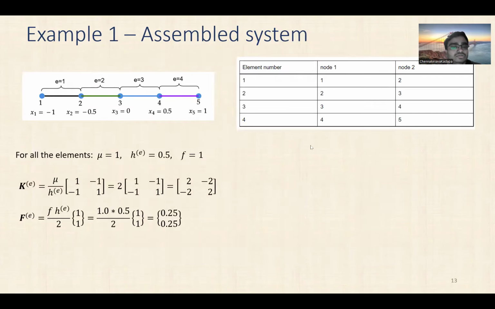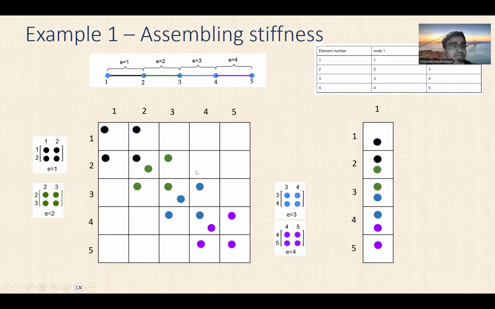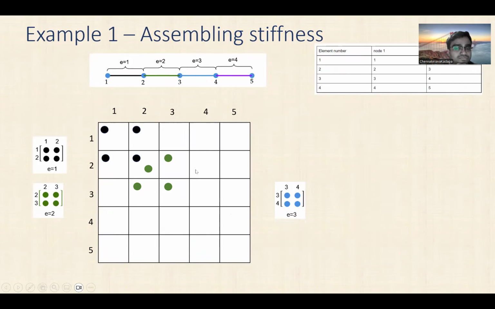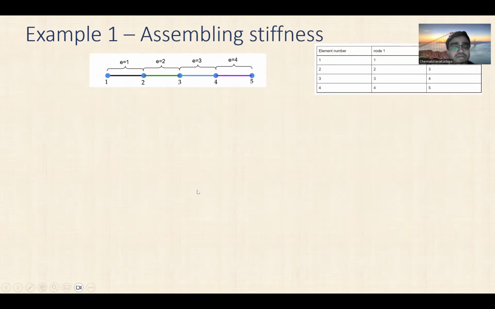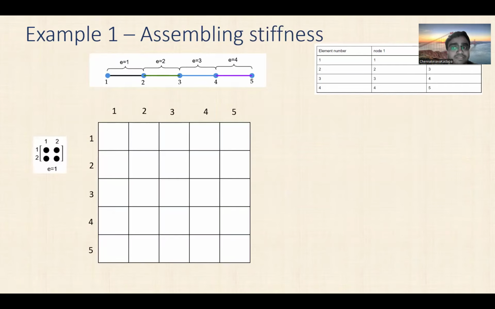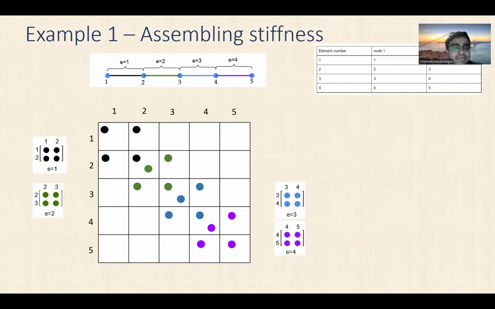You should be able to assemble this by hand. Since we know the element stiffness matrix, 2, minus 2, minus 2, 2, by following this analogy, this method of assembly, you should be able to calculate the global stiffness matrix. Of course, we will implement it in MATLAB or in Octave.